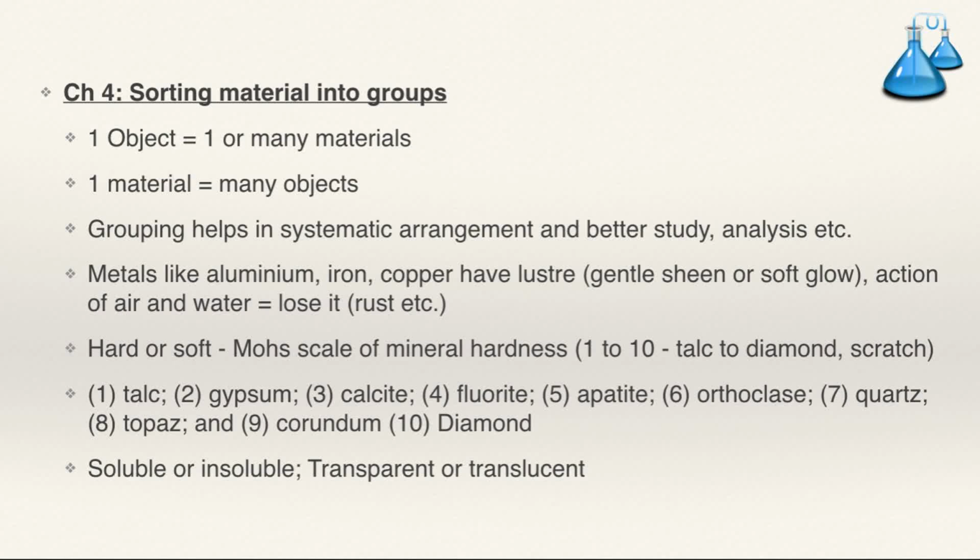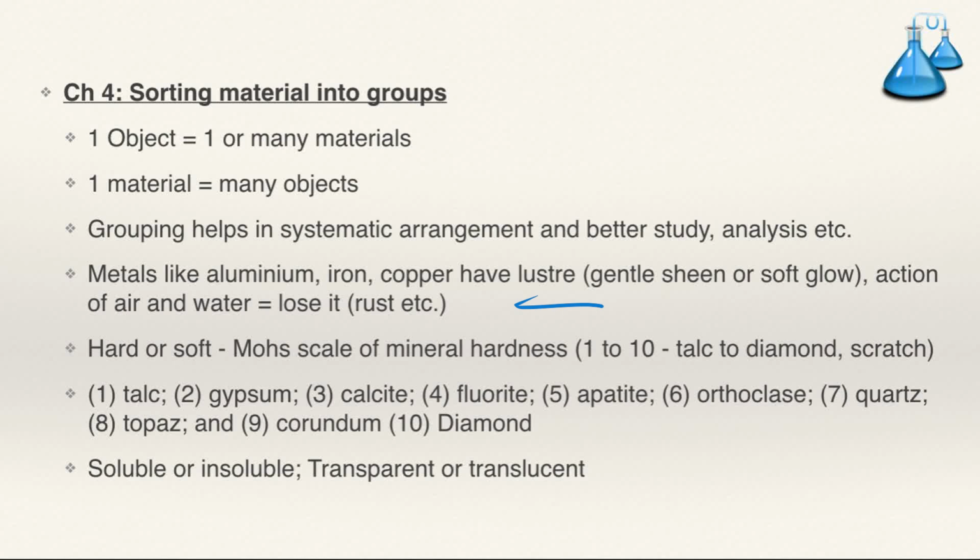Now why do we group them? Because it helps in systematic arrangement and better study and analysis. For example, why are metals called metals? Because they have characteristic features. They have luster, they can be beaten into sheets, and wires can be made out of them, so they are ductile and malleable, and they have a ringing noise. All these are the features of metals.